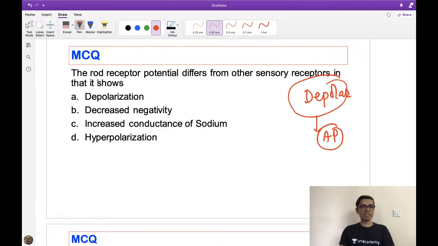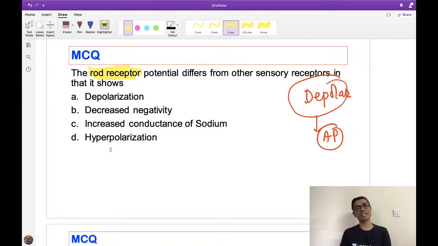Just now we have discussed. Here the question is the rod receptor cell. Just now we have seen that rod receptor potential differs from other sensory receptor potential in that it shows hyperpolarization in presence of stimuli. Right? This is the question where they are asking about the rod receptor potential. Receptor potential means when it is stimulated by stimulus.